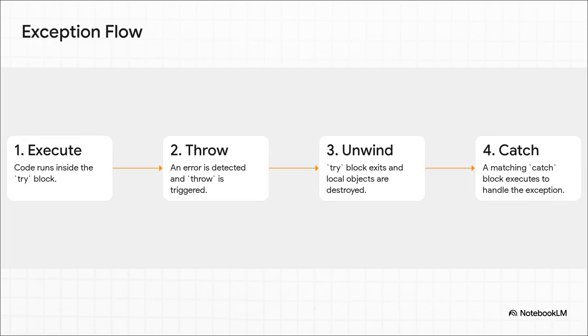So let's put it all together. Your code is running along inside the try block. Suddenly, a throw gets triggered. The second that happens, execution of the try block stops dead. And then a super important process called stack unwinding kicks in. This means any local objects that were created inside that try block are automatically and safely destroyed. The program then travels up the call stack looking for a catch block that can handle this specific type of exception. It's a process that guarantees a clean, orderly exit from the local scope.